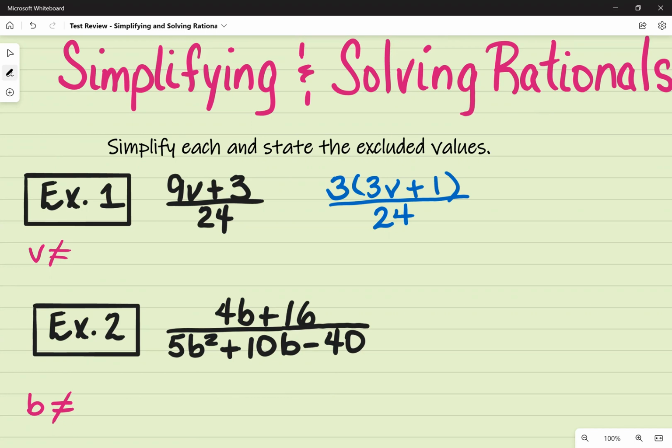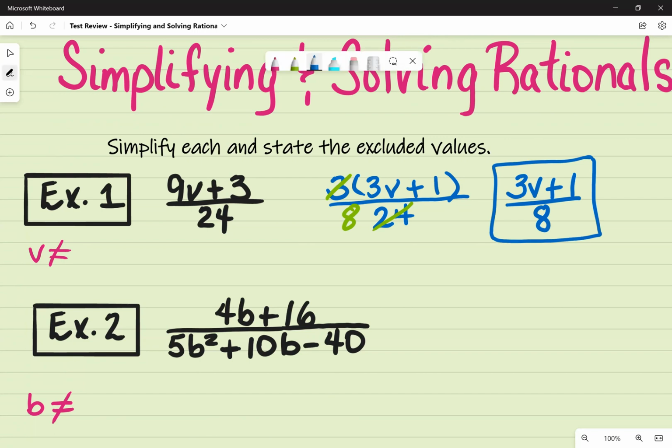What I can do is look at the numbers that are outside of the parentheses, and in this case, there's a 3, and on the bottom, there is a 24. So if I were to simplify the 3 and the 24, now my answer is going to be what's left over, and that's going to be 3v plus 1 all over 8. That's my final answer.